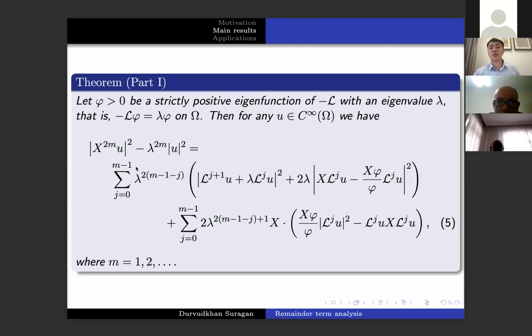So this difference can be computed and represented in terms of some sums which are written in terms of the sum of squares operator. On the right-hand side, everywhere we have the operator L. So this is the first relation.